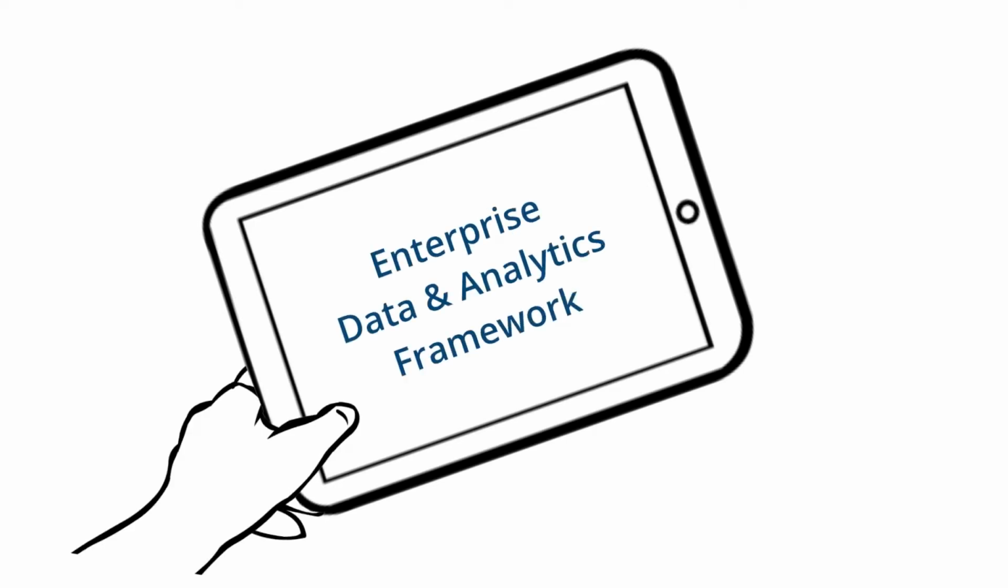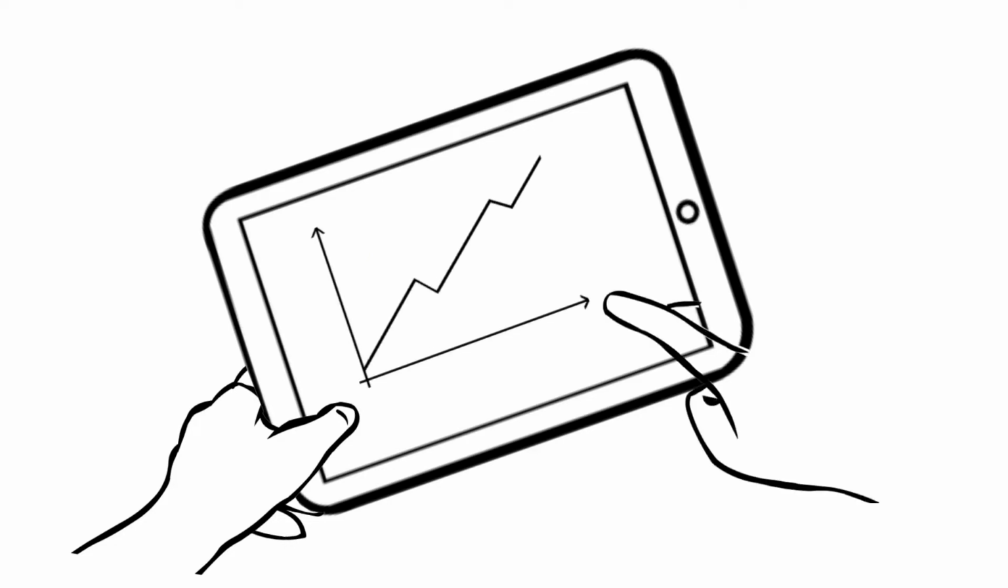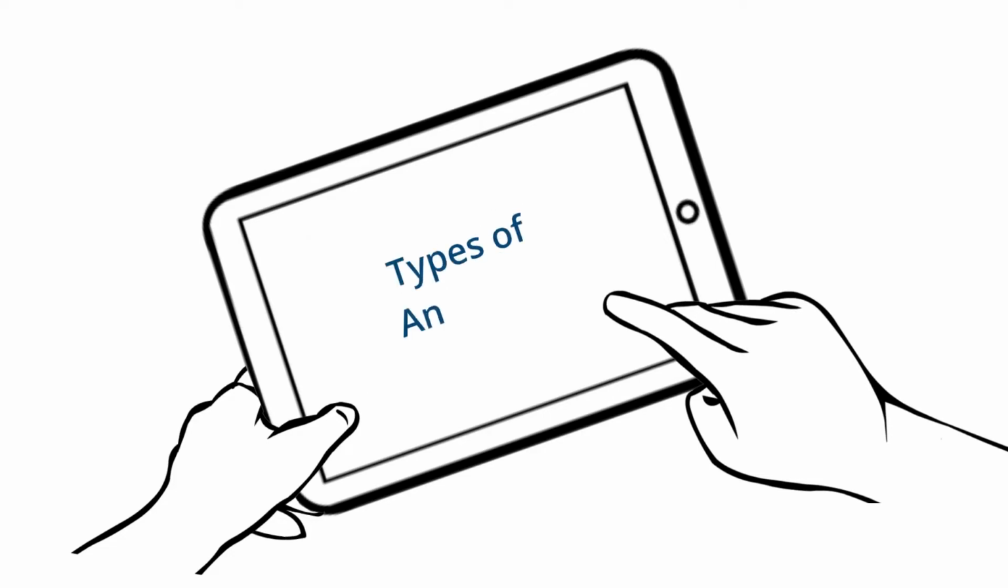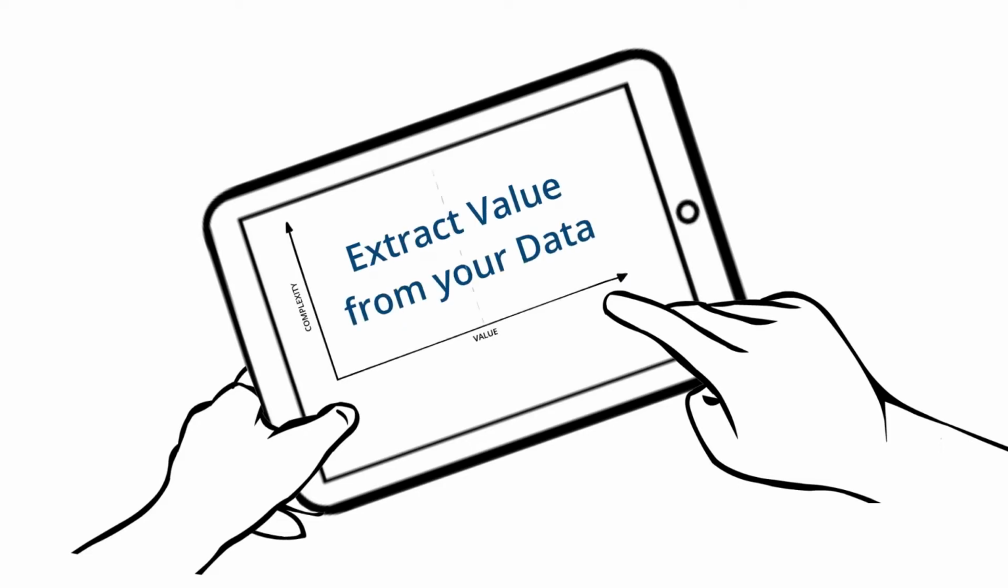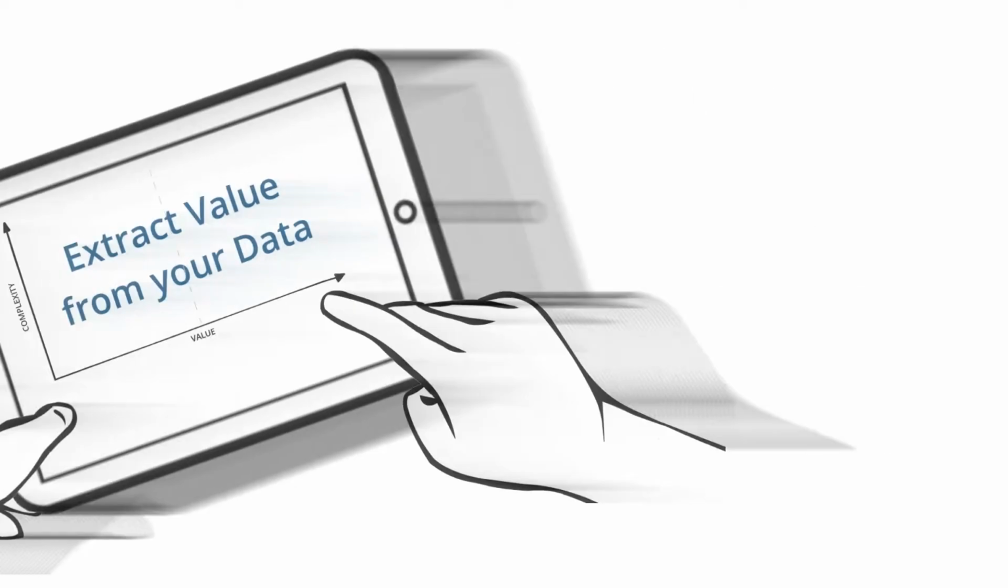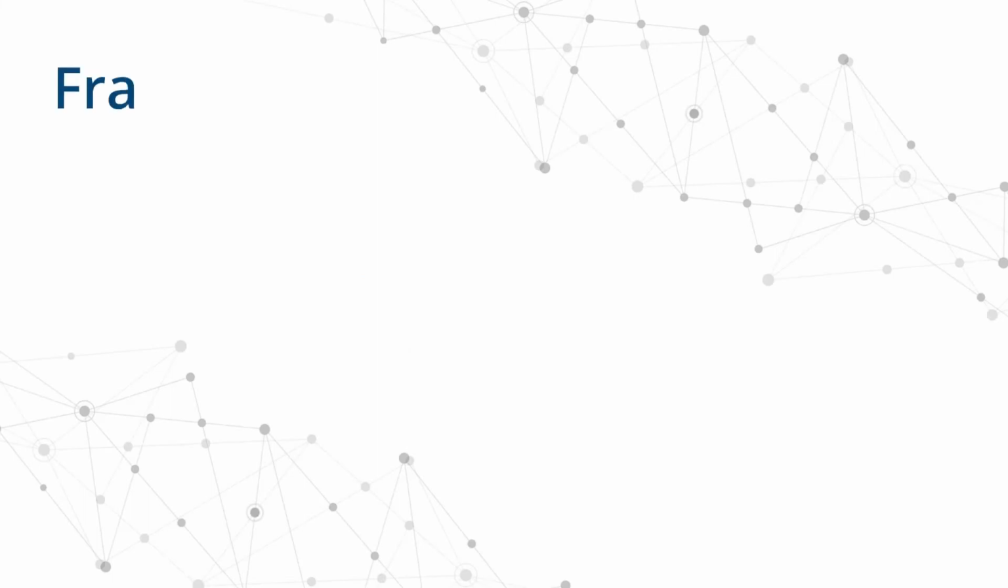Today we're going to speak briefly about the Enterprise Data and Analytics Framework. This is used to describe the types of capabilities that are required in an organisation to make use of data and analytics. We're also going to talk about the different types of analytics that can be employed in an organisation to extract value from your data. Let's start with the framework.